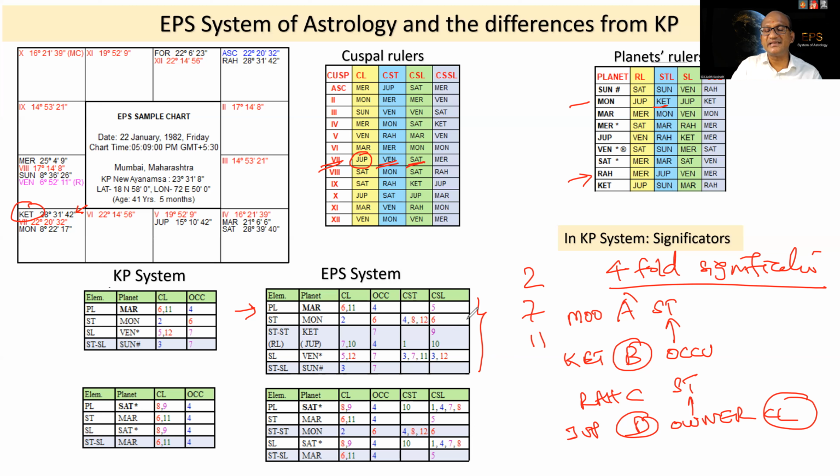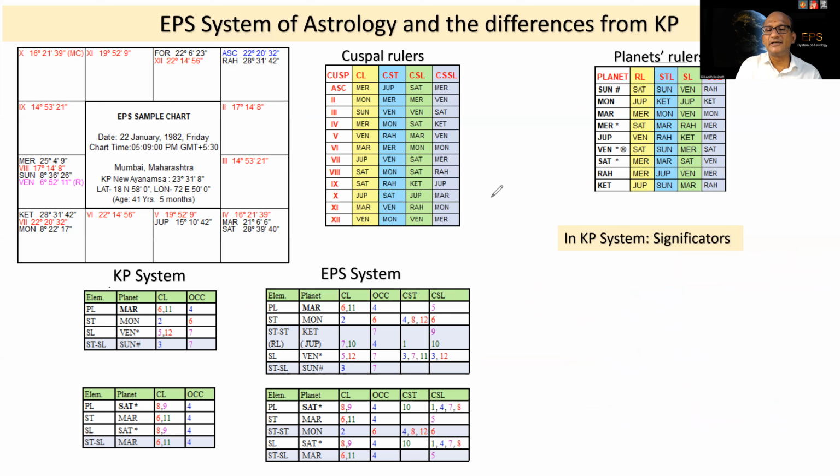That and all, as I said, will be discussed in the other respective chapters. So I think you would have understood the difference between KP and EPS, and you would have understood the benefits and advantages of the EPS system. In the EPS system, we will not miss any houses.